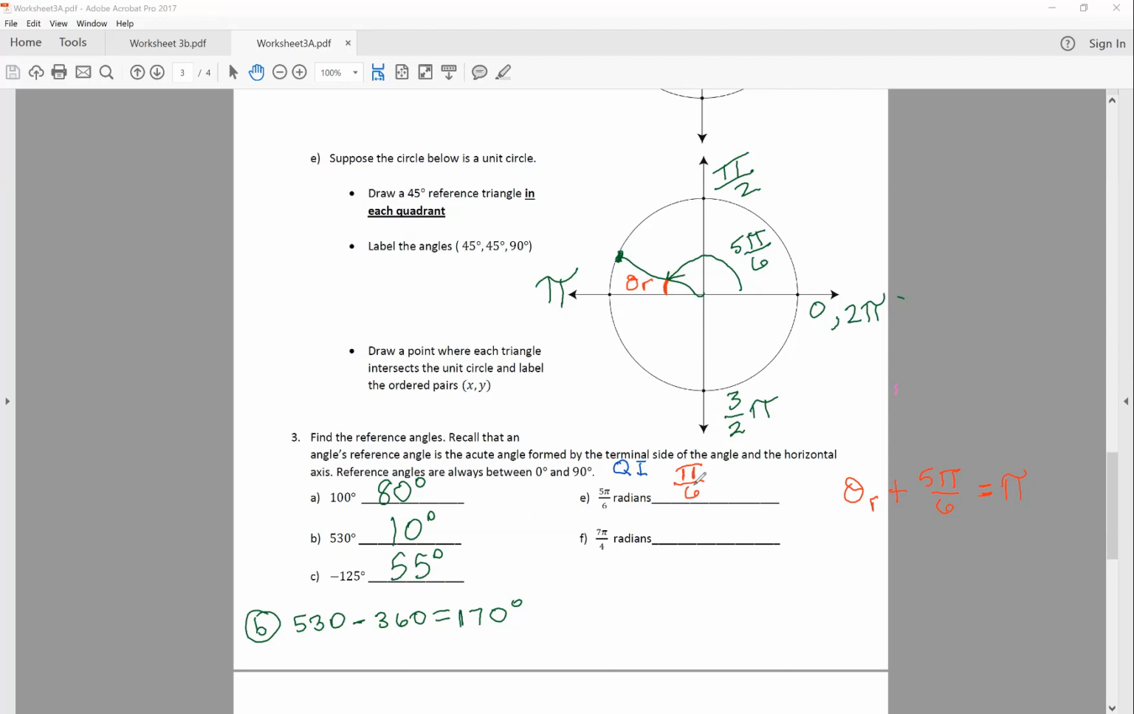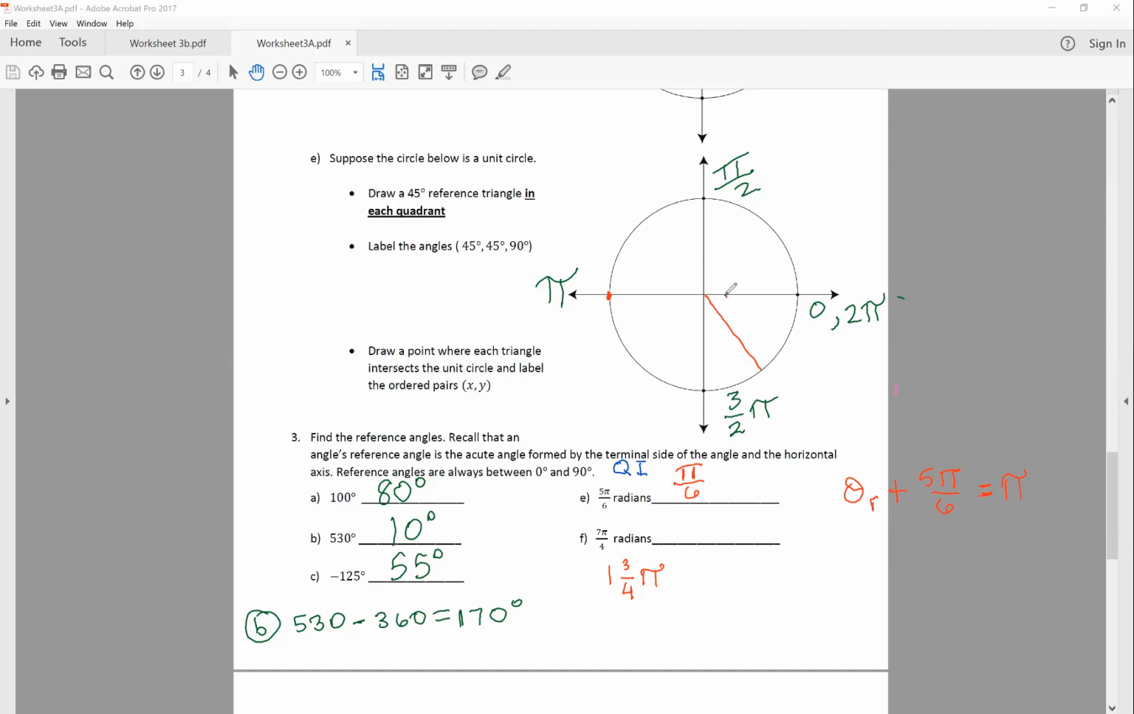7 pi over 4. First thing I want to do, since it's more than 1, is turn it into a mixed number. So 7 divided by 4 is 1 3/4 pi. So it's more than 1 and it's less than 2. So now we're talking about it being in one of the bottom 2 quadrants. That's the 1. And then 3/4 is more than 1/2. So I go 1, and then I go 3/4 more. 3/4 is more than 1/2, so that lands me in quadrant 4.